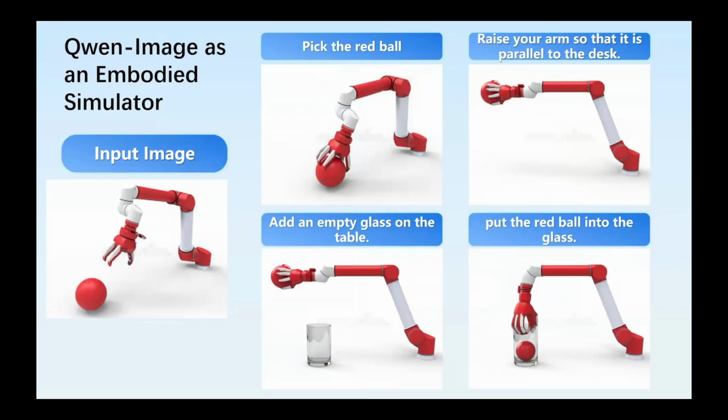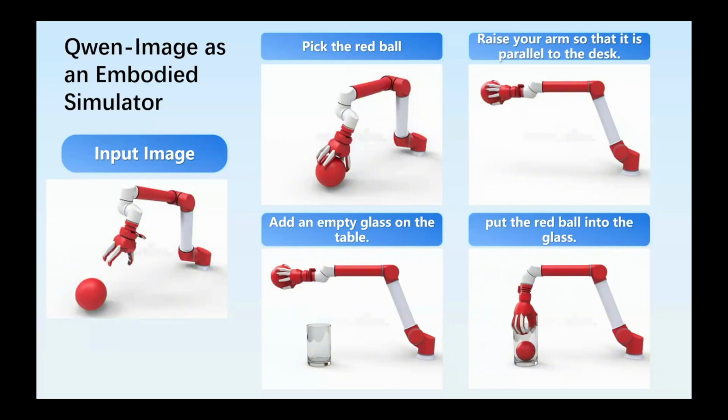So let's start with an image containing a robotic arm and a red ball. You can then directly provide action instructions to Queen Image, such as pick up the red ball, and Queen Image will generate a new image visualizing the result of that action. You can continue with follow-up commands like raise your arm so that it is parallel to the desk. Now, here's the interesting part. You can even imagine and add new objects on the fly. For example, place an empty glass on the table.